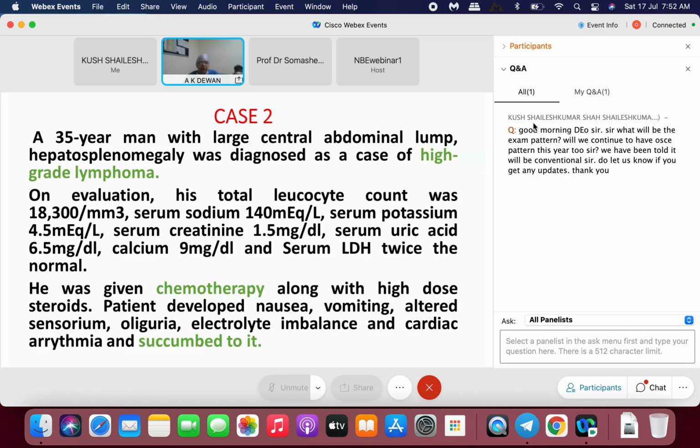On evaluation, his TLC was 18,300, sodium was 140, serum potassium 4.5, creatinine borderline raised, uric acid 6.5, calcium was 9, LDH was twice the norm. So he was given chemotherapy for high-grade lymphoma along with high dose of steroids, normal. But the patient developed nausea, vomiting, altered sensorium, oliguria, electrolyte imbalance, and cardiac arrhythmias, and died. So high-grade lymphoma, got chemotherapy, died within 2 days.